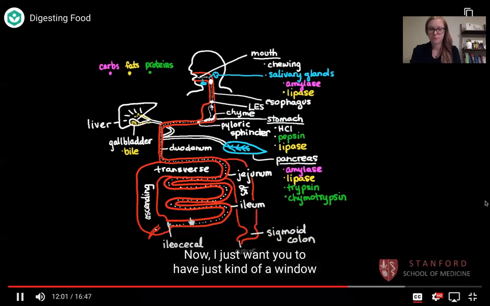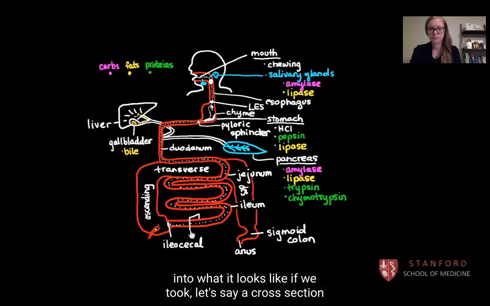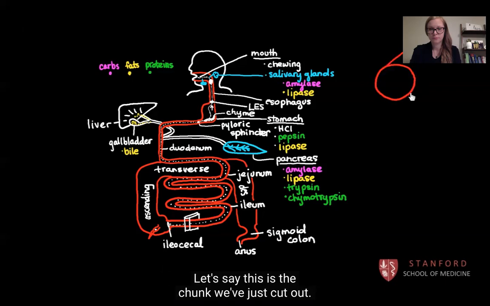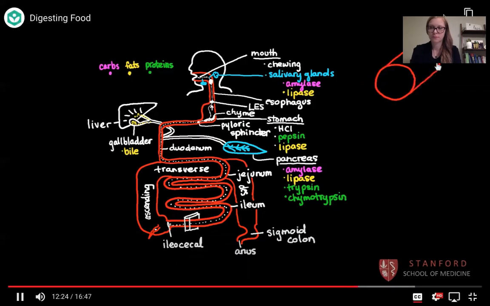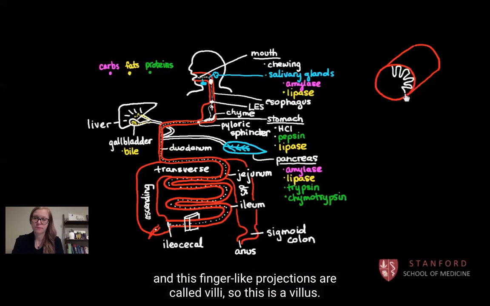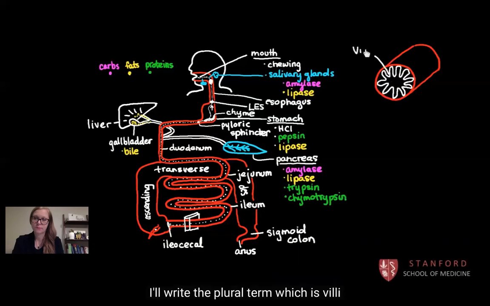Now, I just want you to have kind of a window into what it looks like if we took, let's say, a cross section through this small intestine. Let's say I took a slice like this out of the small intestine. What you would see would be a muscular tube like this. Let's say this is the chunk we've just cut out. And that tube on the inside is going to have these kind of finger-like projections. And these finger-like projections are called villi. So this is a villus, but I'll write the plural term, which is villi.